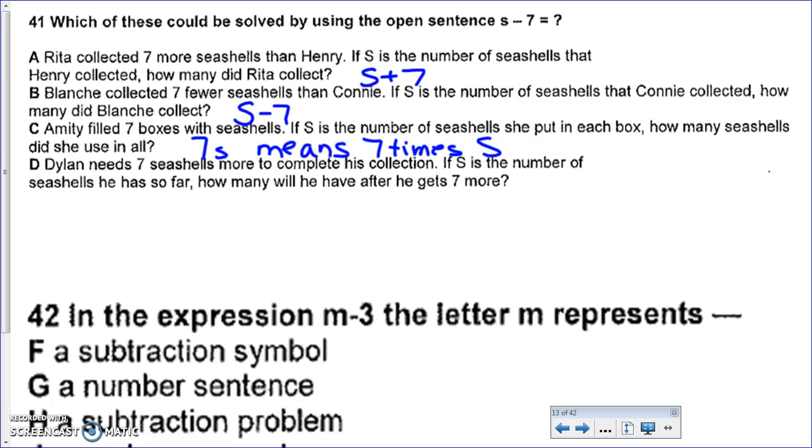Finally, for D, Dylan needs 7 seashells more to complete his collection. If S is the number of seashells he has so far, how many will he have after he gets 7 more? So again, we have S for what he has. He needs 7 more, so it's going to be S plus 7.